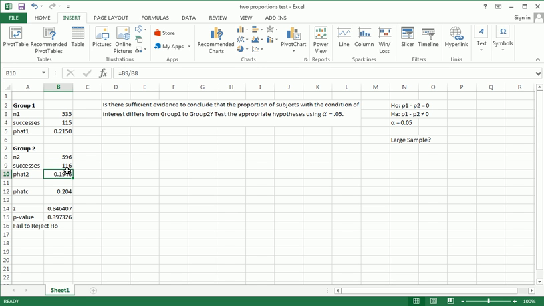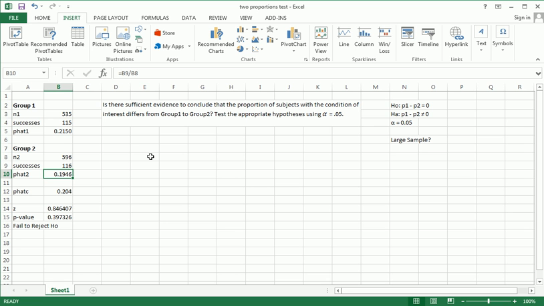So I calculate the proportions. So this is p hat 2. P hat, if you recall, is the sample proportion. And I give it a little subscript so I know it comes from population or group 2. All right, and you'll see that also I have p hat 1. So how did I calculate these quickly? I just used Excel as a calculator, did B4 divided by B3, right? Simple calculation. Now we get to the question of interest.